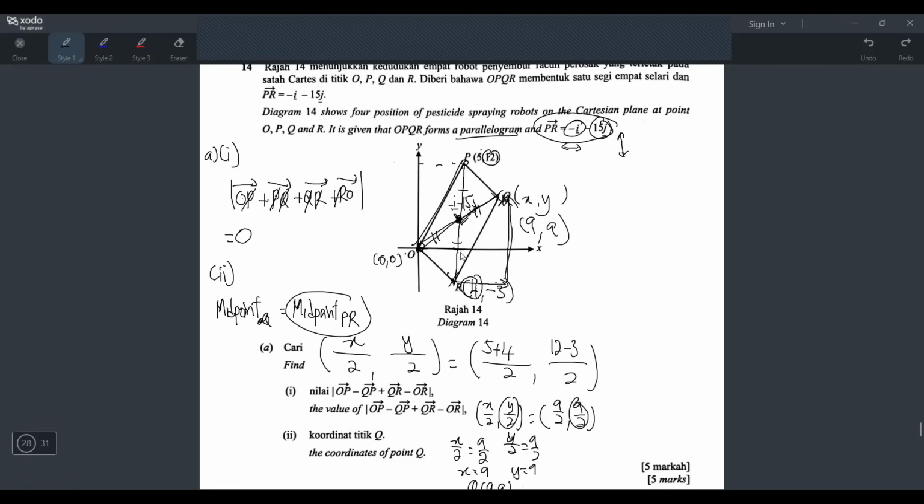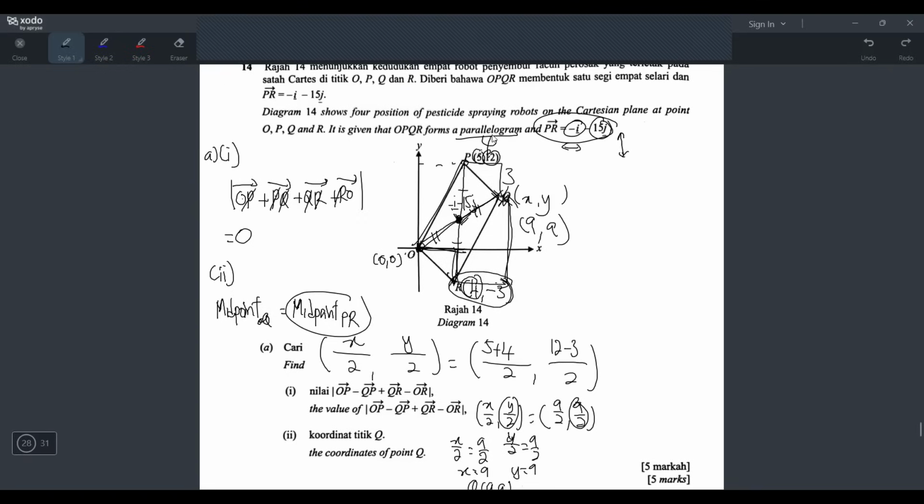Like this, from O to R. So from O to R, you have to move how many to the right, how many down. 4 to the right, 3 down, right? Because from 0, 0 to 4, negative 3. So 4 to the right, negative 3 down. It means P to Q also, it will be 4 to the right, 3 down.